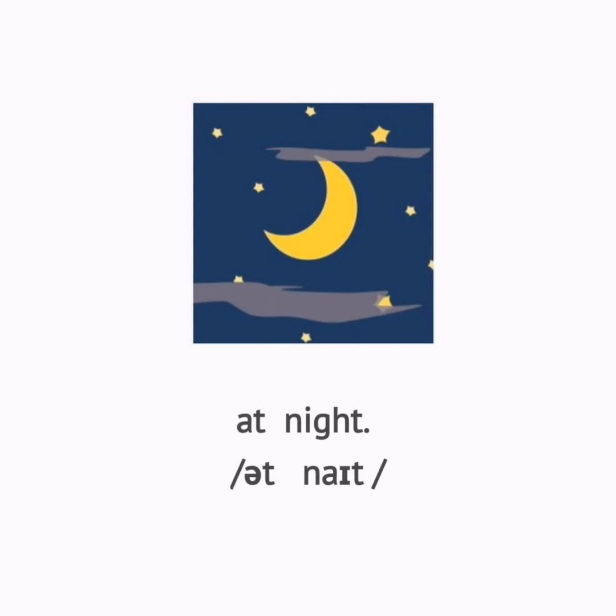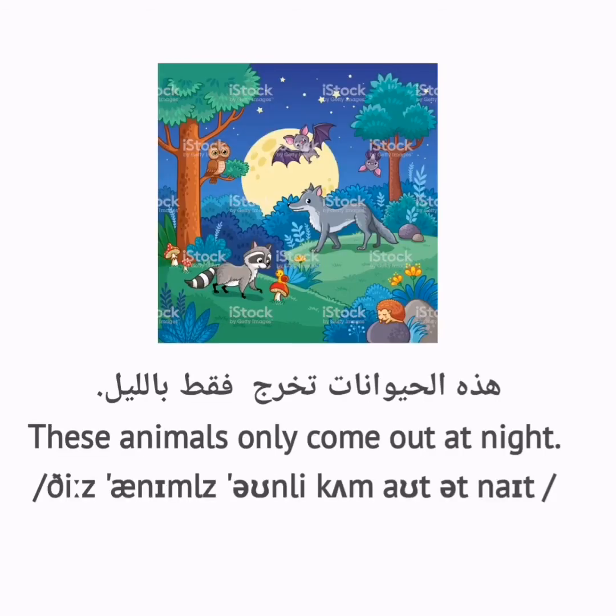For night, we use the preposition at, and we say at night, بمعنى في الليل. Repeat. As an example, we can say these animals only come out at night. These animals only come out at night. هذه الحيوانات تخرج فقط بالليل. Repeat.